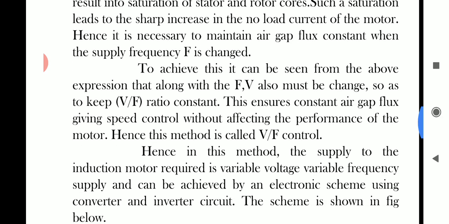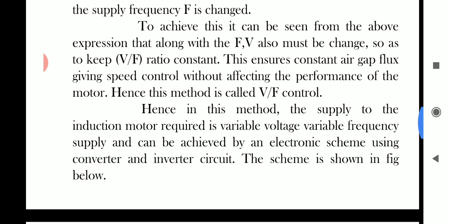To achieve this, along with f, v also must be changed so as to keep the v by f ratio constant. This ensures a constant air gap flux, giving speed control without affecting the performance of the motor. Hence this method is called the v by f control method. In this method, the supply to the induction motor is a variable voltage, variable frequency supply, and it can be achieved by an electronic scheme using a converter and inverter circuit. This scheme is shown in the figure below.